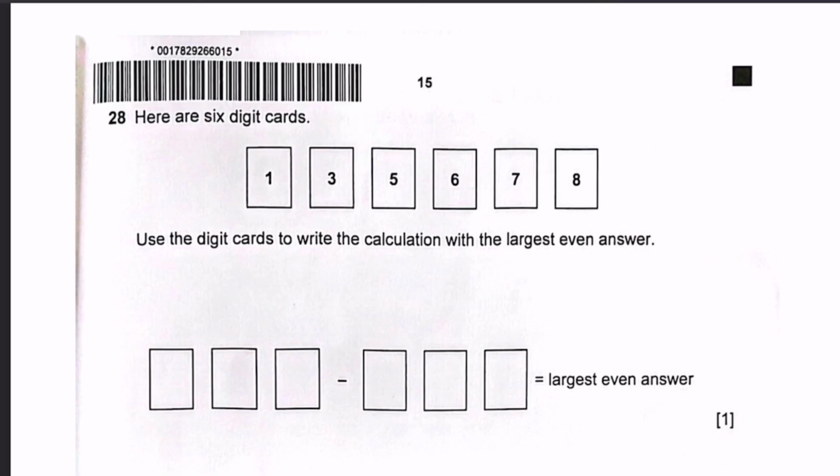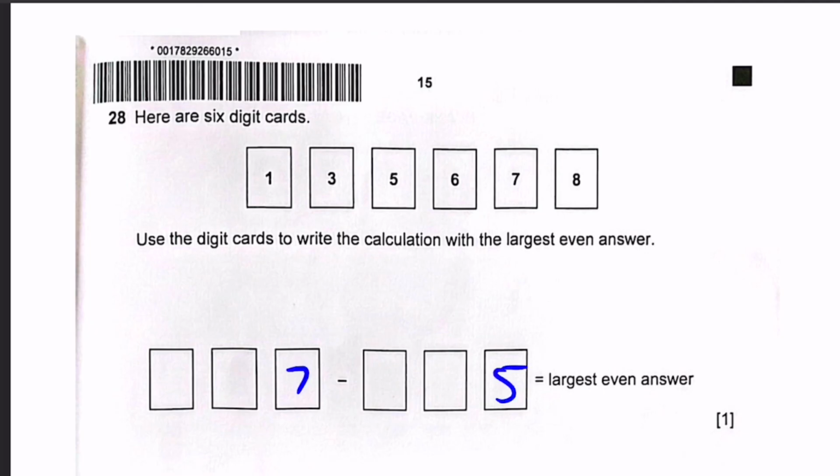Let's go to question 28. Here are 6 digit cards. Use the digit cards to write the calculation with the largest even answer. So first of all, let's make it even. Even minus even is equal to even, and odd minus odd is equal to even. So even minus even, or odd minus odd, which one gives the larger answer for the ones digit? Odd minus odd is actually correct.